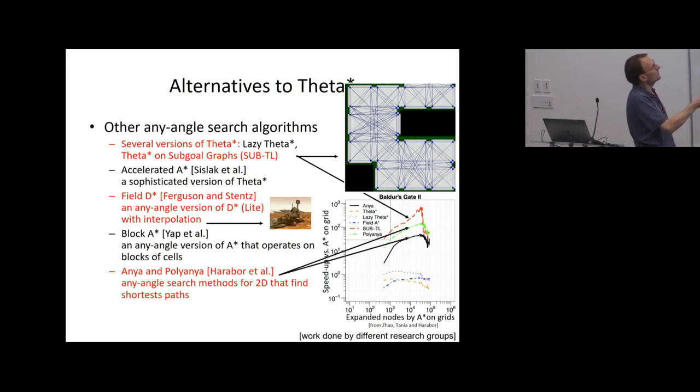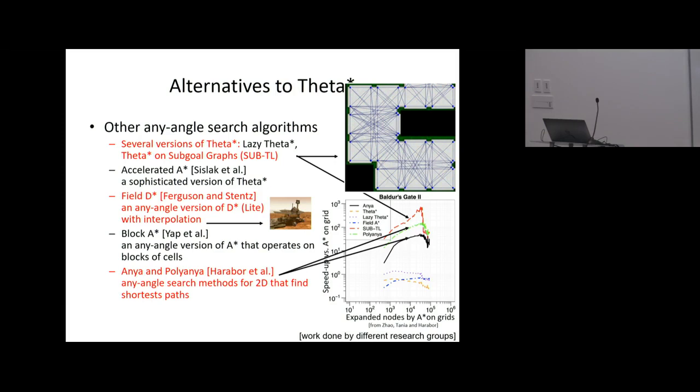There are several versions of Theta star. In particular, let me point out here Theta star on subgoal graphs. Very simple idea. You just put together what you already learned. You want to search an environment. What you learned is one fast way of doing this is pre-computation. You figure out the subgoal graph, and then you search the subgoal graph instead of the underlying grid graph, and that is typically much faster. So if you want to speed up Theta star, what you can do is instead of running Theta star on the grid, you run Theta star on the subgoal graph. And that results in one of the fastest suboptimal any-angle algorithms that currently exist.